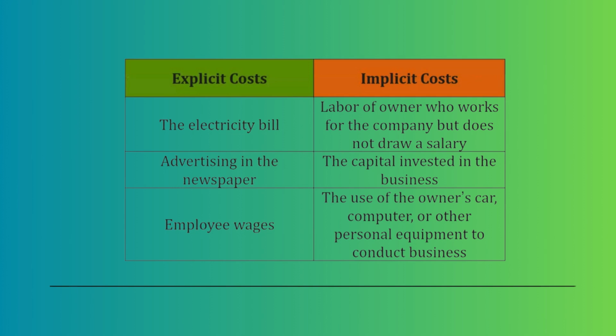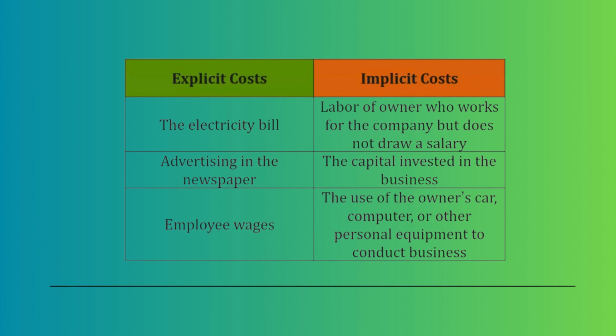Implicit costs. Sounds kind of mysterious. It's all about opportunity cost again. It's the cost of using your resources in one way instead of another. Like, let's say you decide to quit your job to start your own food truck business. Always wanted to do that. Right, so you're putting in your time, your energy, your savings.